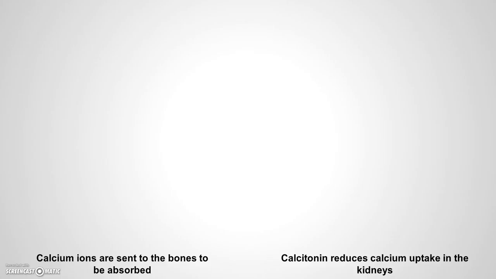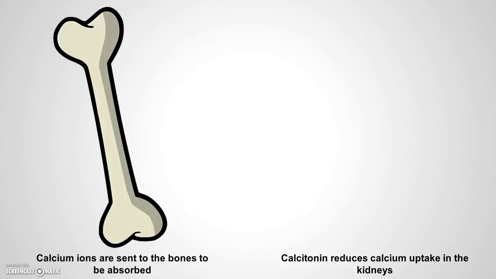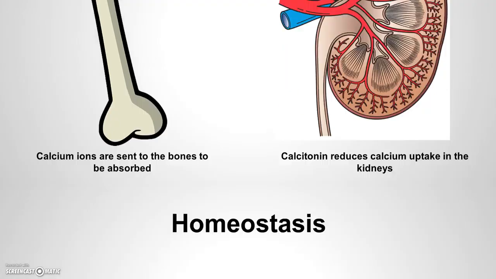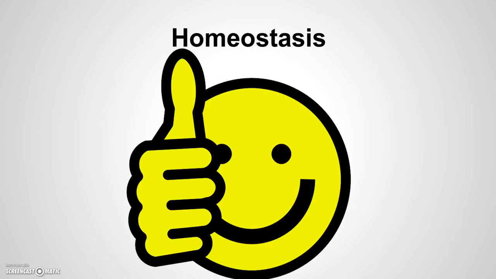Calcitonin then stimulates calcium deposition in the bones. Deposition is the process of sending more calcium ions to the bones to be absorbed, almost like depositing money in a bank. Calcitonin also reduces the calcium uptake in the kidneys. This means that the kidneys reabsorb less calcium ions as they form urine. Now, the body has returned to homeostasis, meaning the blood calcium level has declined.